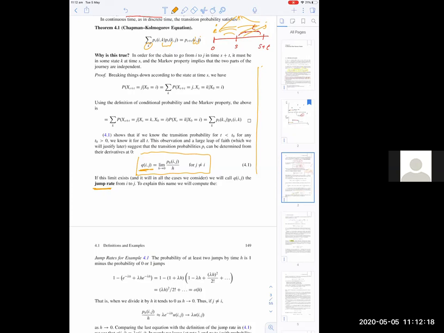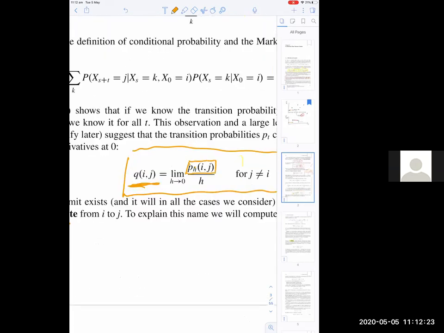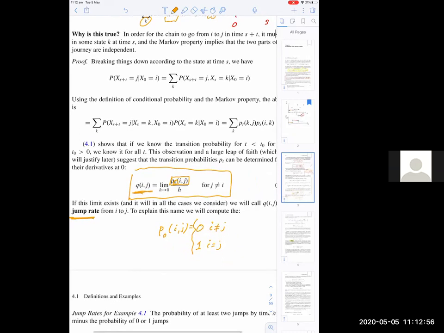Now, the way you view this jump rate is once you've defined the transition probability from i to j over step h, think about a very small h, as h is going to 0. Of course, if h is 0, then p0_ij is 0 if i does not equal j, or 1 if i equals j, because in 0 time units you're not going to go from state i to state j if i is not j. However, if you take h small and normalize by h, then you get this q_ij.